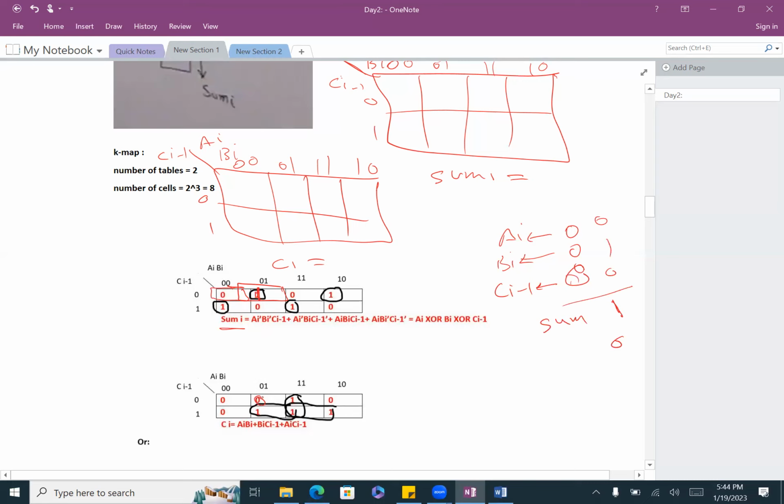Perfect. Let's take another example. Let's take this cell. What do we have here? You're trying to add 1 plus 1 plus 1, correct? You have 1, 1, and 1. So what's the result? 3 is 11 in binary. So that's the sum, and that's the carry. So you will do 1 for the sum and 1 for the carry.